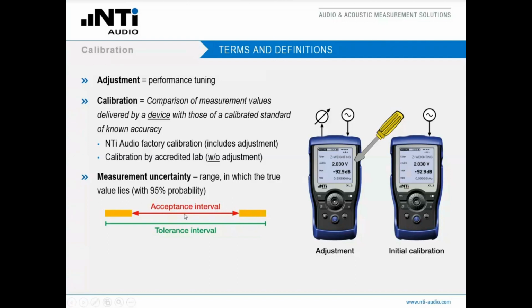That is the acceptance interval. And this situation here is described as the measurement uncertainty, the tighter value the instrument has to comply to in order to make sure that on an absolute level, you are sure that the instrument lies within the given tolerance limit. So the measurement uncertainty is the range in which the true value lies with a probability of 95%.